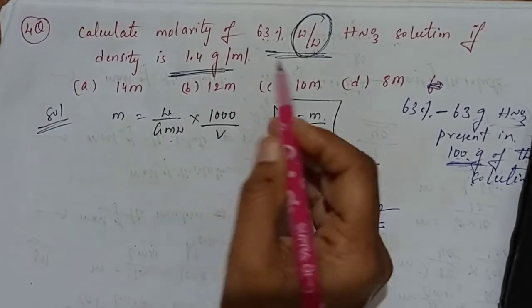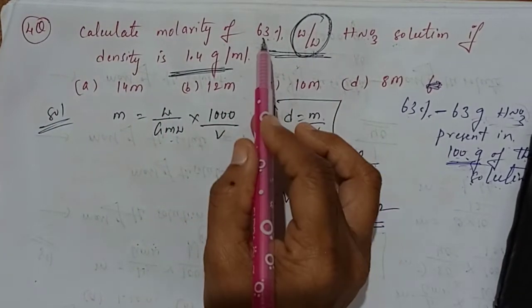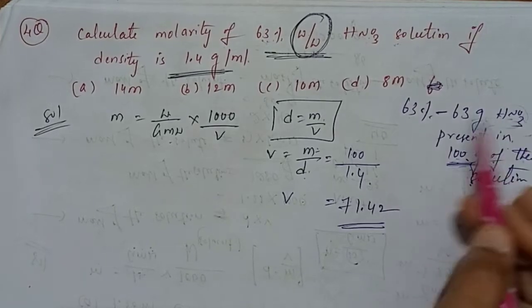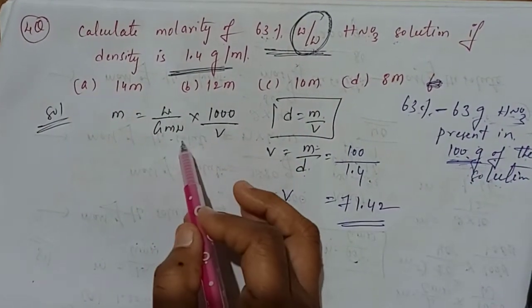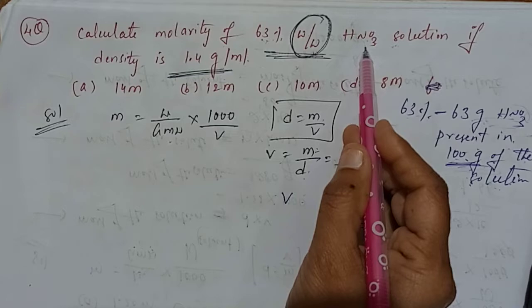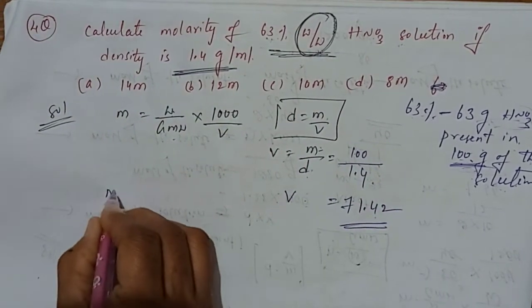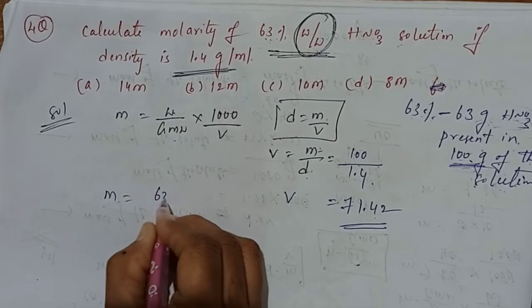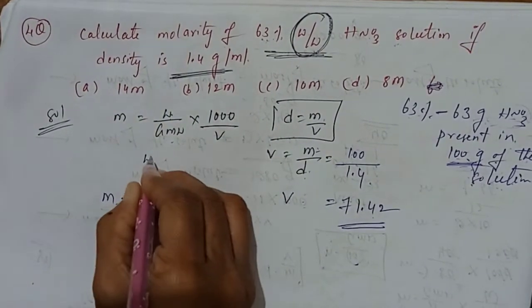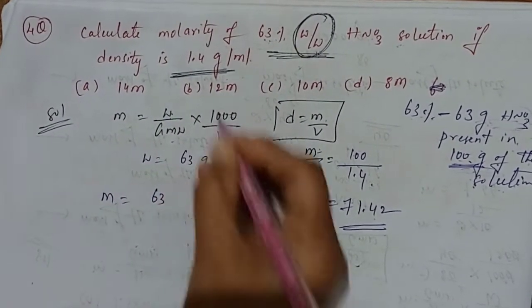Molarity is the weight by gram molecular weight. Weight of the solute, how much, students? Solute weight is equal to 63 grams, correct? 63 grams of HNO3, so that is the weight of the solute. Gram molecular weight of HNO3 we can calculate, and 1000 by volume. Volume also we calculated. Now calculate molarity. Weight is equal to how much, students? Weight of the solute, so W is equal to how much? 63 grams. Clear this one?